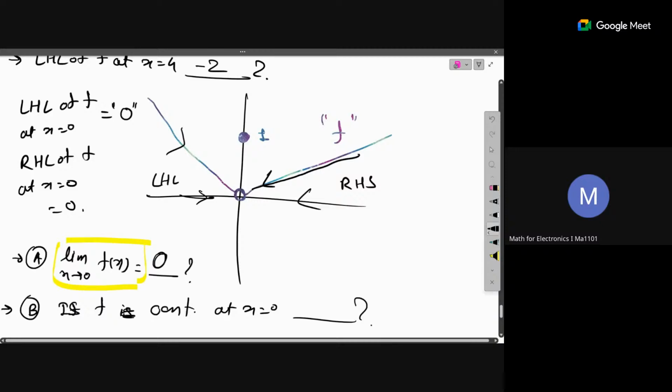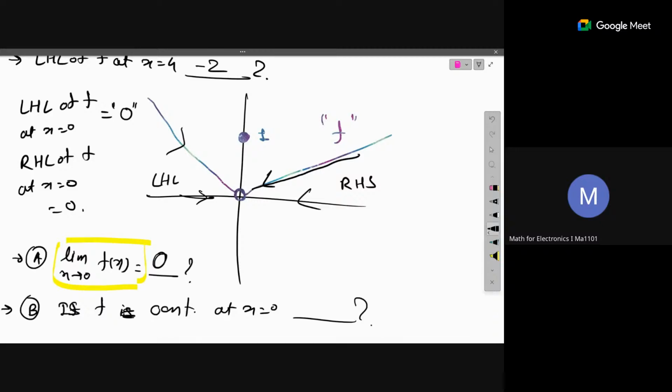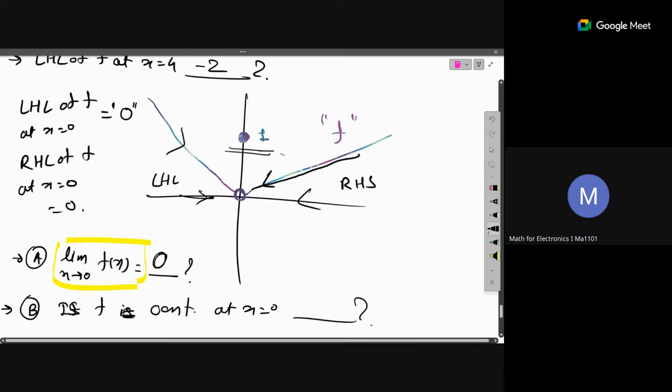But here at 0, it's a hollow point. Whenever we have a hollow point, the function value is not there. The function value will be at the solid point, and here the solid point is at 1. So the value of the function at 0 is nothing but 1. So the limit as x goes to 0 of f of x is 0, which is not equal to f of 0, which is 1. So this function is not continuous at x equals 0. Is that fine? Any doubt in this question?